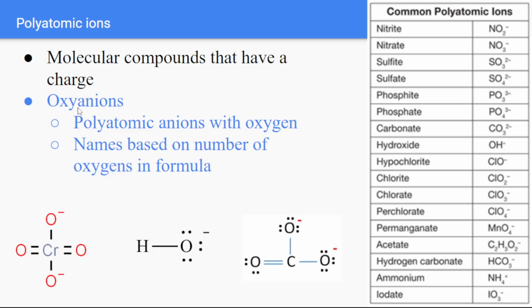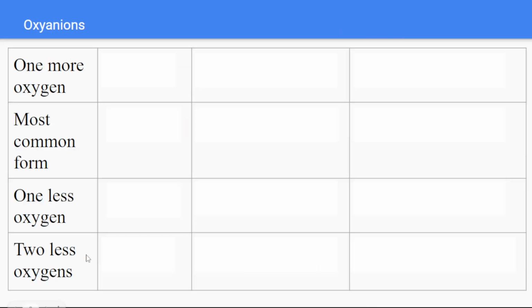There's a type of polyatomic ion called an oxyanion, and that's a polyatomic ion that has oxygen in it. The name is based off the number of oxygens in the formula unit. Now remember that polyatomic ions are molecular compounds. See these examples? You have covalent bonds, but you have either extra electrons or too few electrons, which gives it a charge. So these will act as a unit. You can't break these apart in the formula.